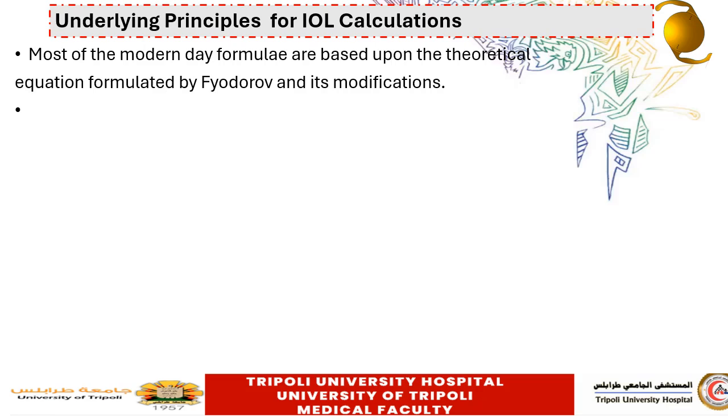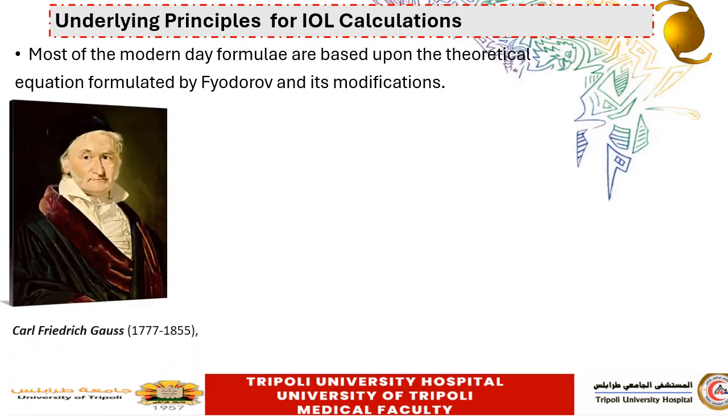Now, Fyodorov created his mathematical calculation from Gaussian optics, which was invented by Carl Friedrich Gauss. And this Gaussian optics describes the state of thin lens optics and thick lens optics, and it is based on paraxial optics. Paraxial optics means that he ignores the rays that come in the margin of the cornea beyond the optical zone, and it also deals with light as a ray rather than as a wave. So it neglects the phenomena of dispersion and diffraction that happen in the light wave theory.